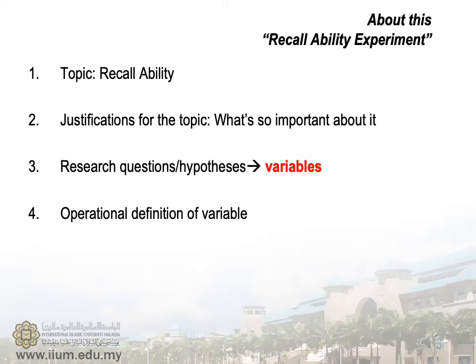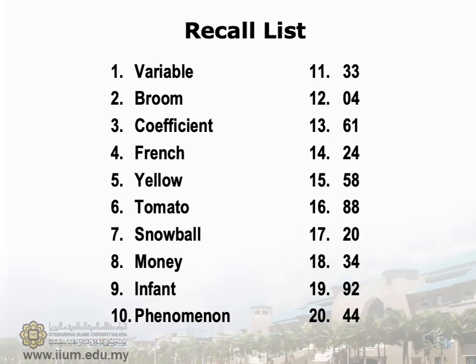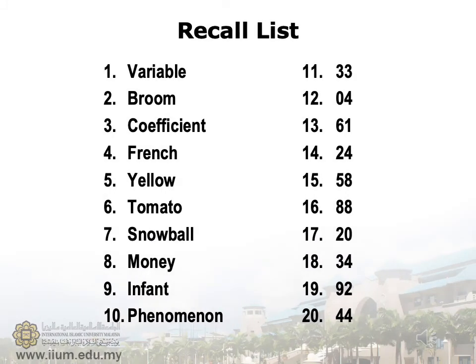We have to argue and justify what it is so important about the topic. 3. Formulate research questions. The questions should focus on the variables. 4. Provide the operational definition of the variables. The definition includes the core meaning of each variable, the context in which the variable is used, and its measurement. Let us now get back to what you have achieved in your recall activity. We are going to inspect the meaning of variables.